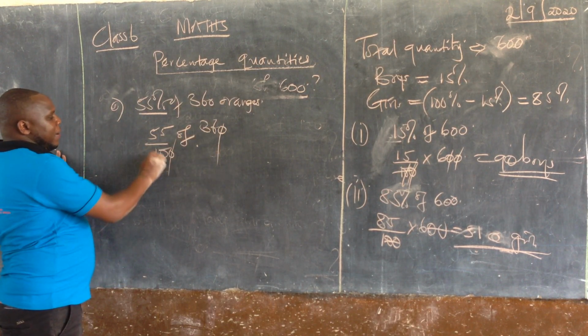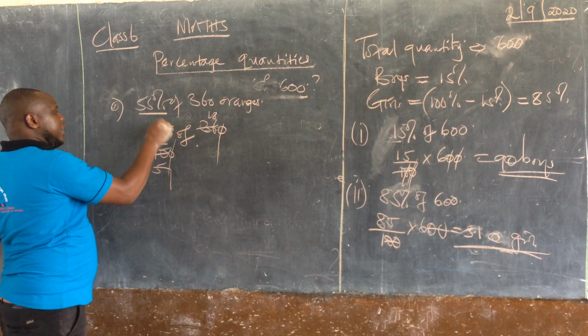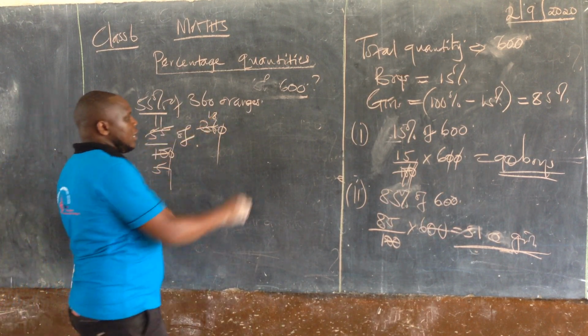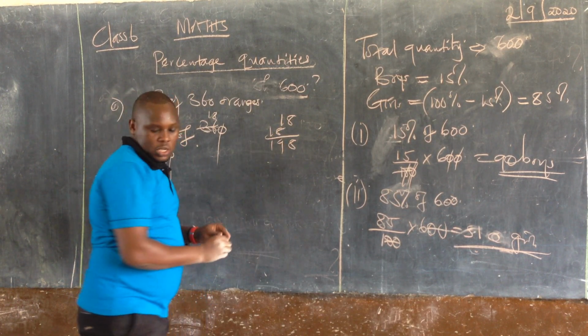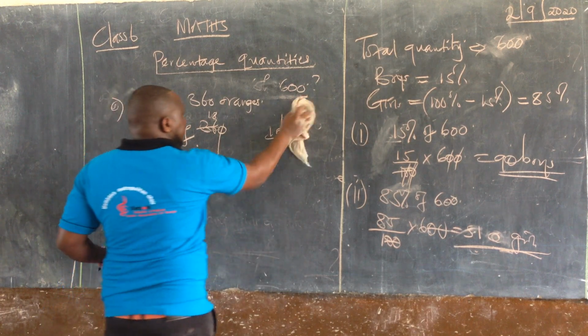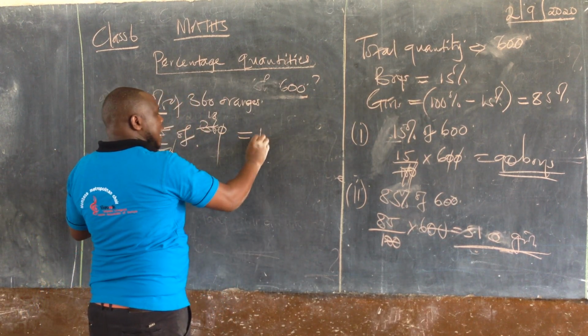That will cancel. By 2, you get 5. By 2, you get 18. By 5, 1. By 5, 11. So 11 times 18 gives you 198. And so 55% of 360 is 198.